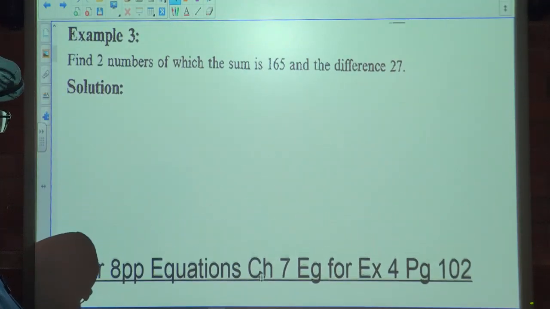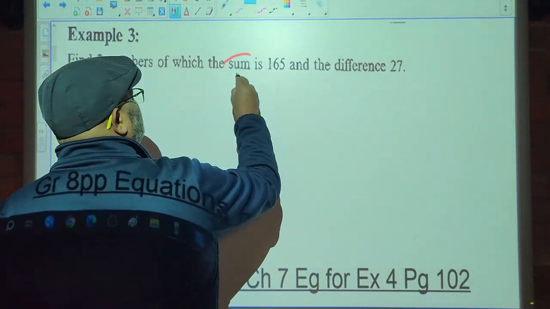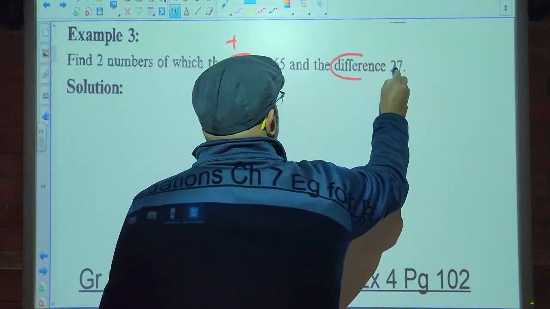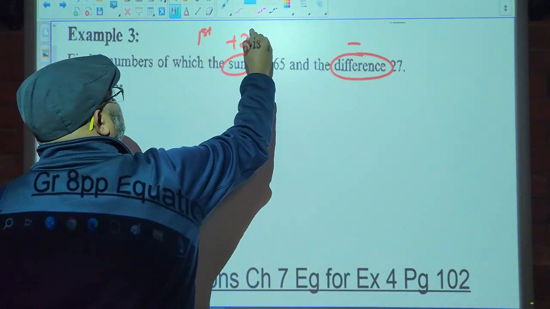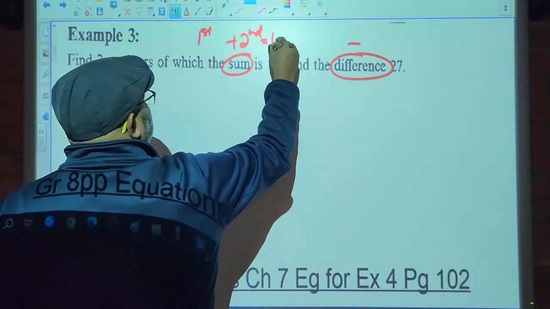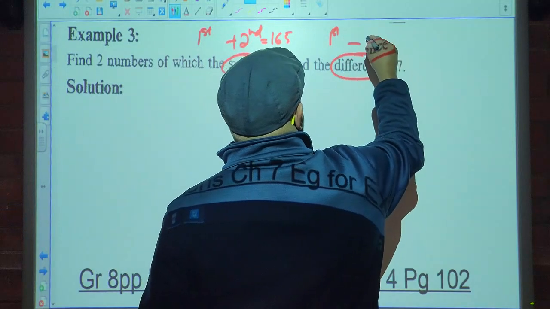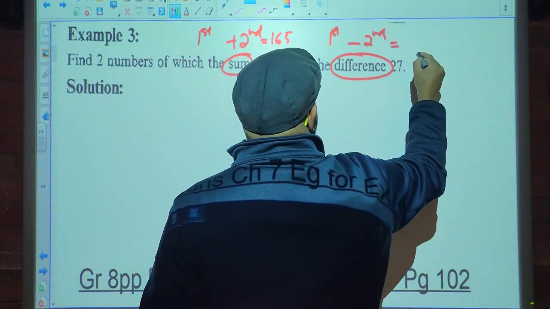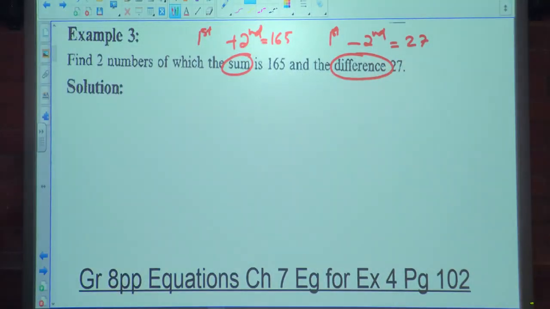Example 3. Find 2 numbers of which the sum is 165. The difference is 27. People, what does it mean if they say the sum? Add up. The difference? Minus. So the first number plus the second number equals 165. And your first number minus your second number, or your second number minus your first number, is 27. Find the two numbers of which the sum is that and the difference.